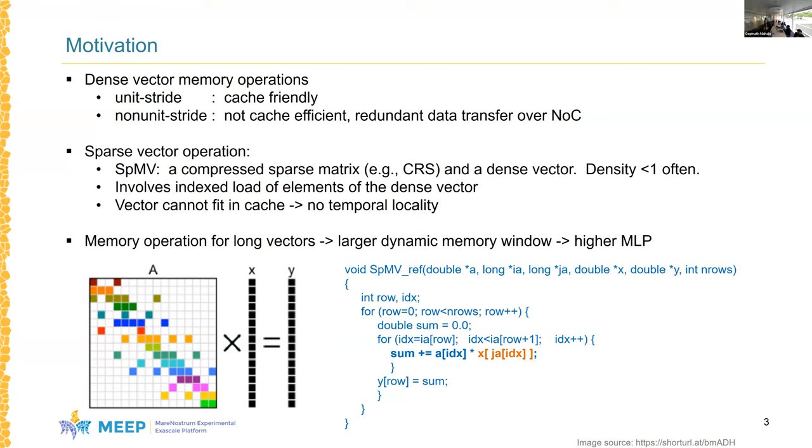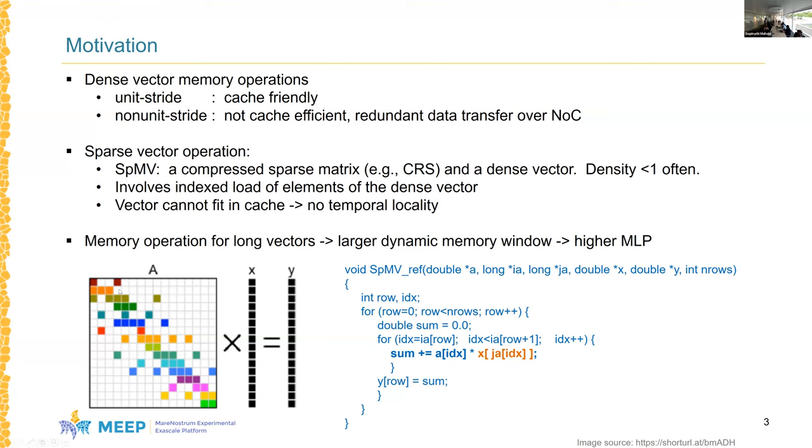But when you access the elements from X, that involves a gather operation. That is, you have the index, you go to the memory and bring the entire cache line. That is, again, a sparse access to the memory, and this is not efficient. And looking at the density of practical sparse matrices, it is generally less than 1%, that is super sparse.